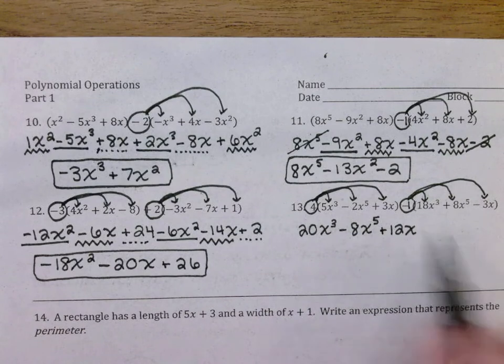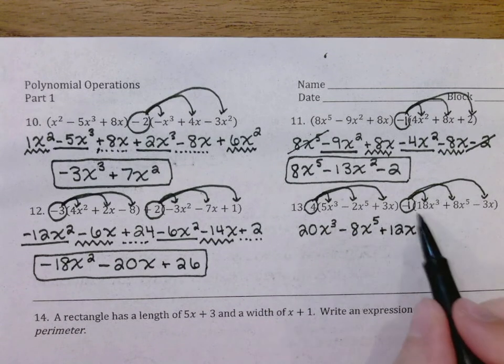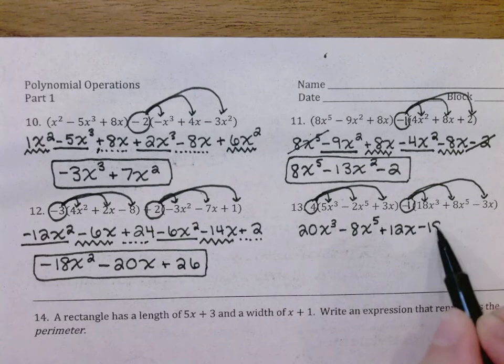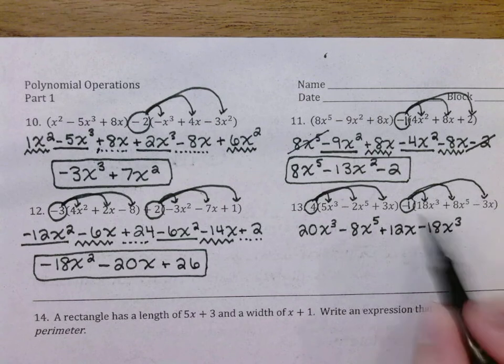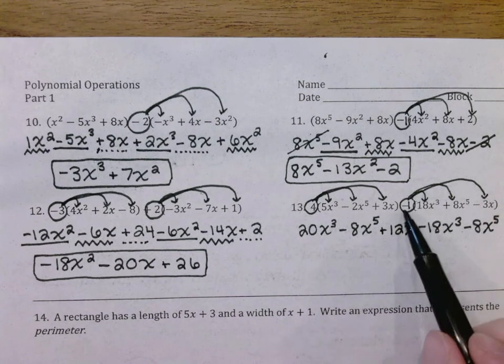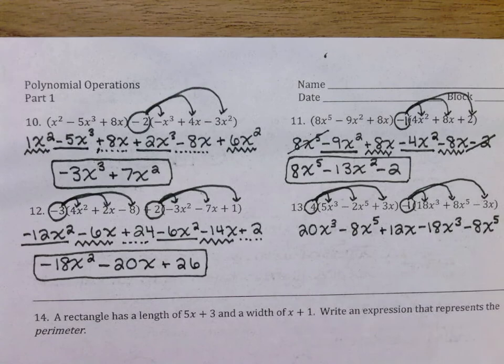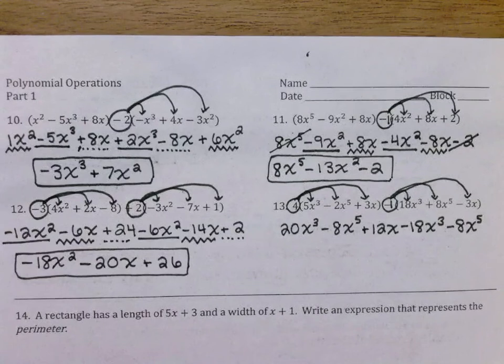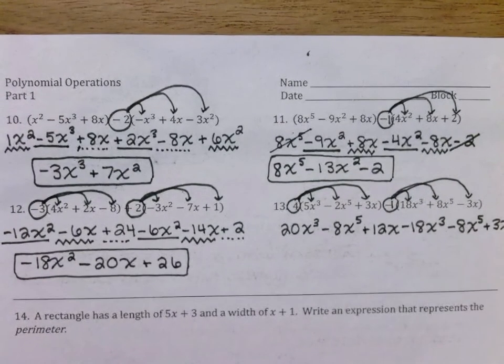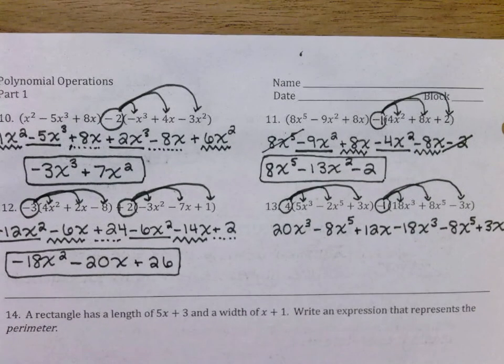And now we'll distribute this negative 1. So negative 1 times 18x cubed, that's negative 18x cubed. Negative 1 times 8x to the 5th, that's negative 8x to the 5th. And negative 1 times a negative 3x, that makes it a positive 3x. And then we can just combine like terms.